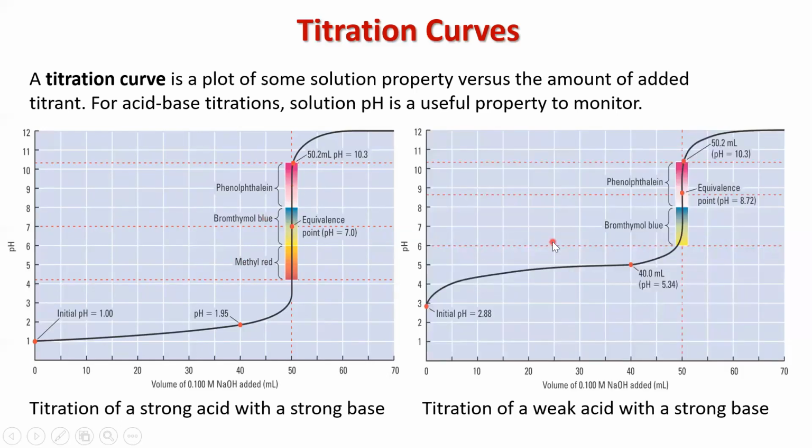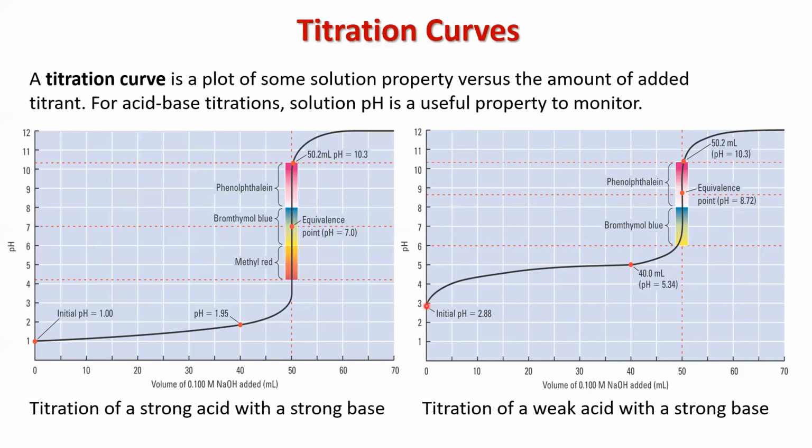Now, this is a very similar titration curve. The only difference is we're looking at a weak acid being titrated with a strong base. So along the x-axis again, how much sodium hydroxide are we adding? And along the y-axis, we have our pH. So here is where we start with just weak acid in the solution.